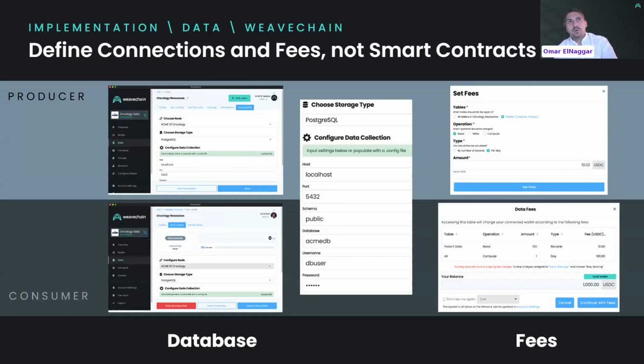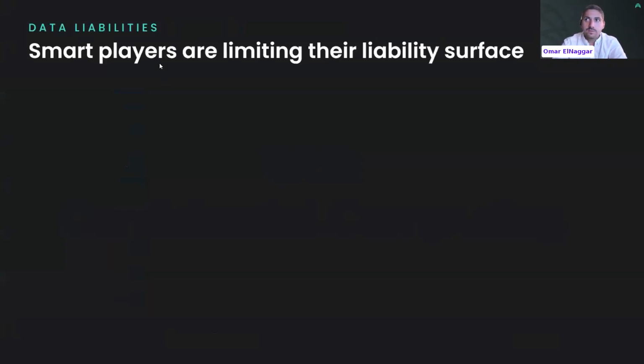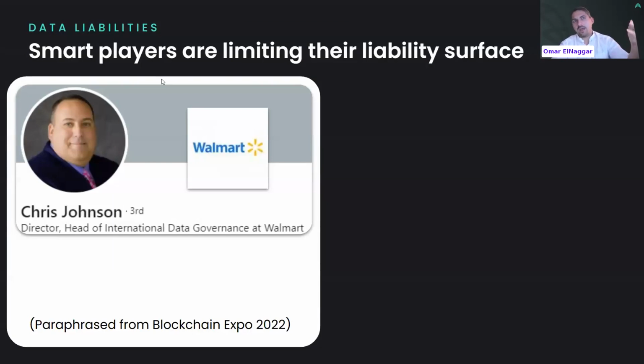Now, I wanted to go into one subject that is a different way of accessing data that still fits into this theme of distributed storage, which is confidential computing. In a confidential computing scenario, I'm not giving you the data itself. I'm giving you access to the data so that you can run some computations and learn from it without exposing the raw data.